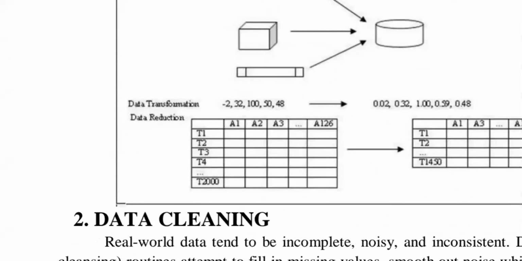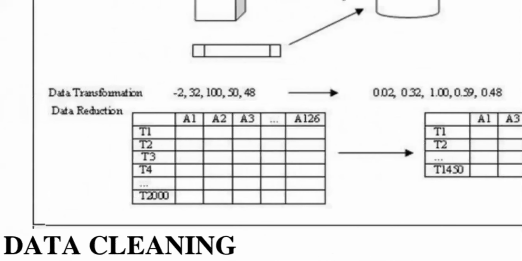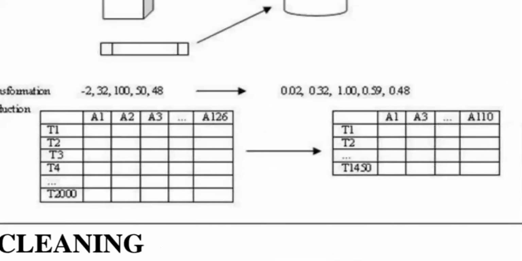See this example. These are the transactions. Actually 2000 transactions are there, but after applying normalization you only have 1450 transactions. And how many attributes are there? Only 126 attributes are there, but here you consider only 110 attributes.